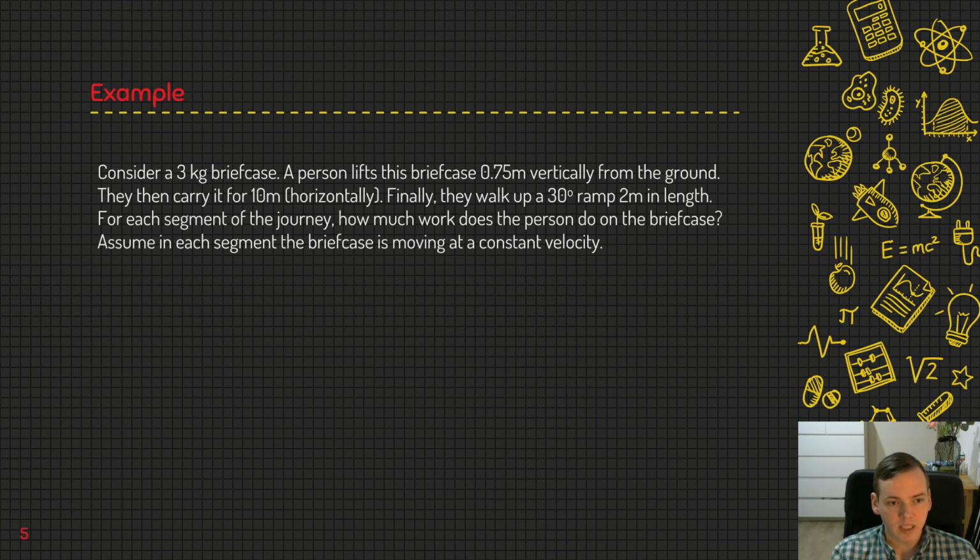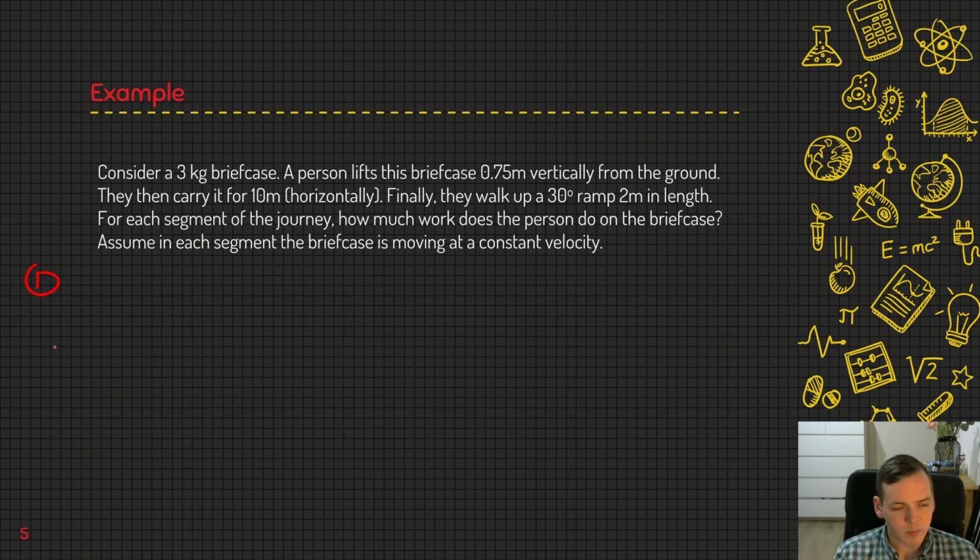So let's look at an example here. Consider a 3-kilogram briefcase. A person lifts this briefcase 0.75 meters vertically from the ground. They then carry it for 10 meters horizontally. Finally, they walk up a 30-degree ramp that's 2 meters in length. For each segment of the journey, how much work does the person do on the briefcase? Assume in each segment that the briefcase is moving at a constant velocity.